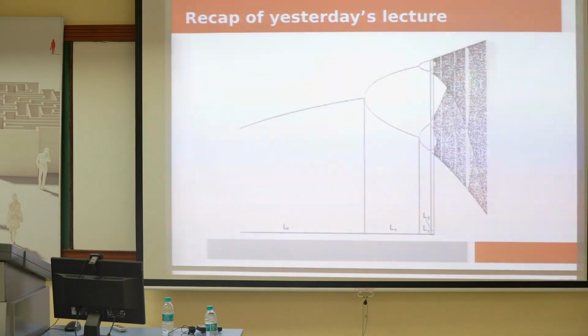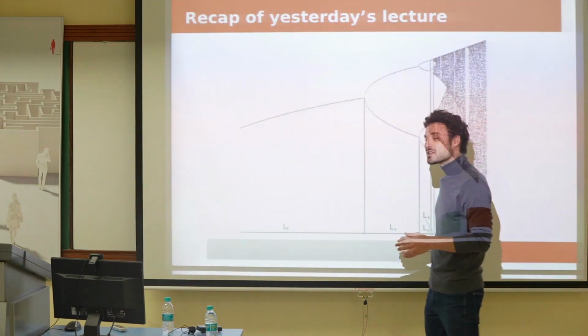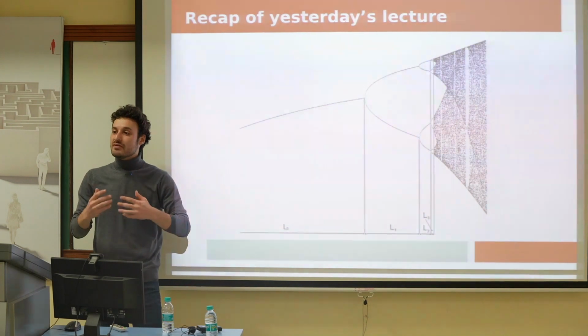And this constant doesn't change depending on the function you're looking at. So it works for the logistic map. It works for maps based on sine functions. So this is what's known as the Feigenbaum number, and that was a display of universality, right?